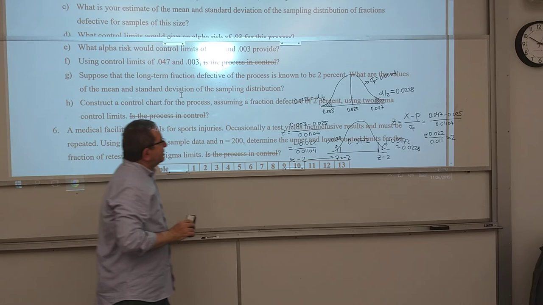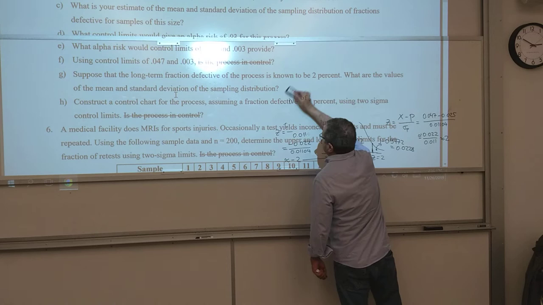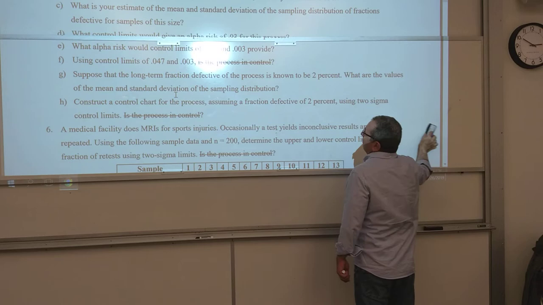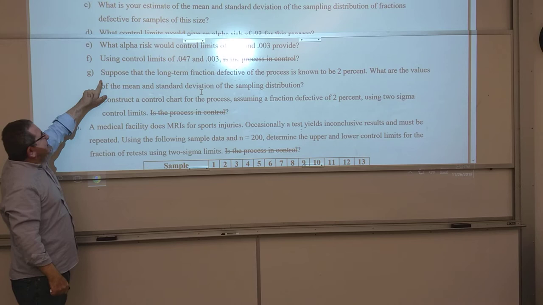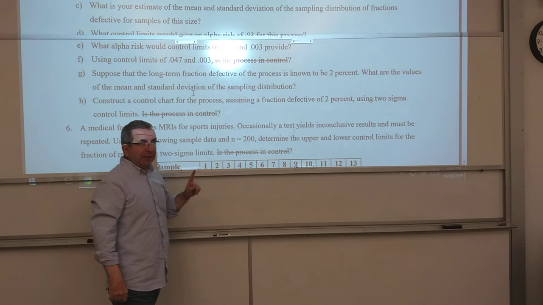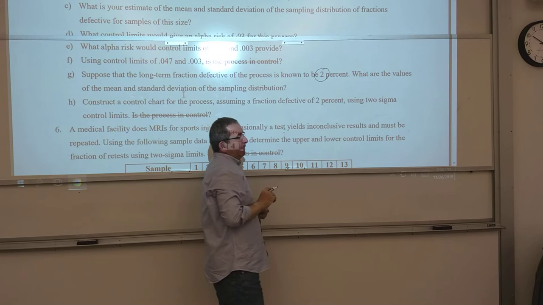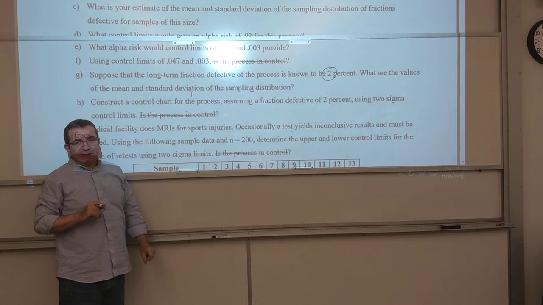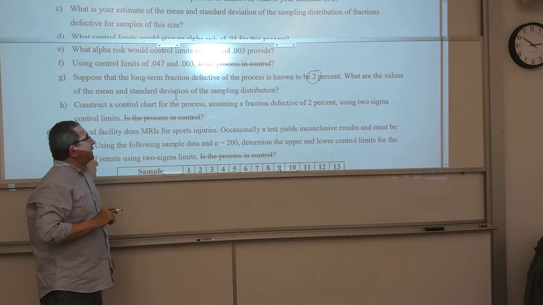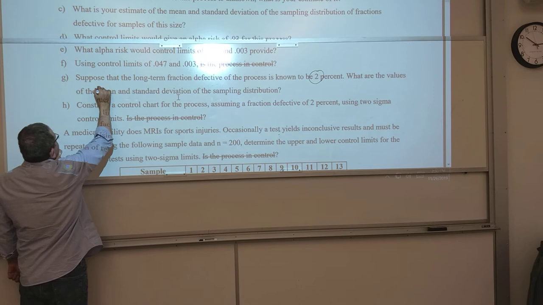So let's do the rest of the question. We're skipping part F because it's crossed out. Part G: suppose that the long-term fraction defective of the process is known to be 2%. What are the values of the mean and the standard deviation of the sampling distribution? So for that, P equals 0.02.